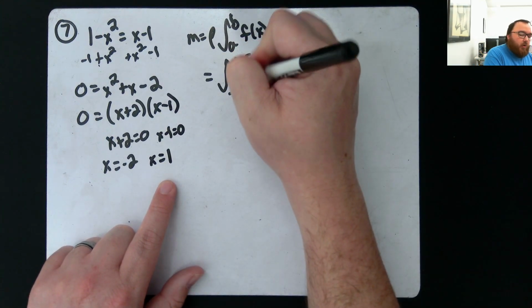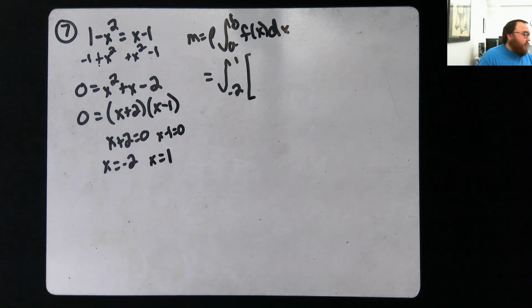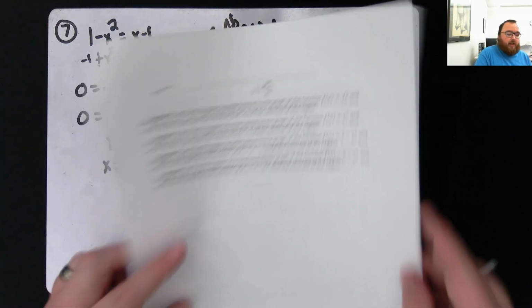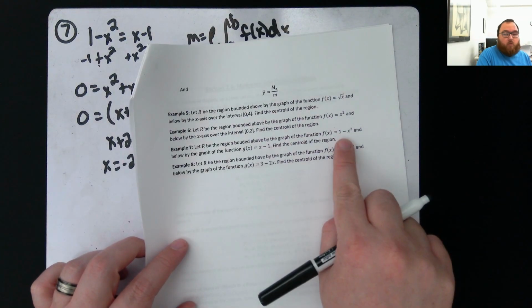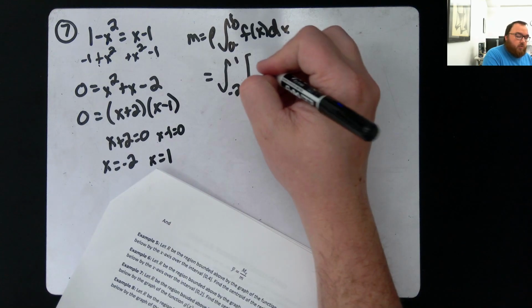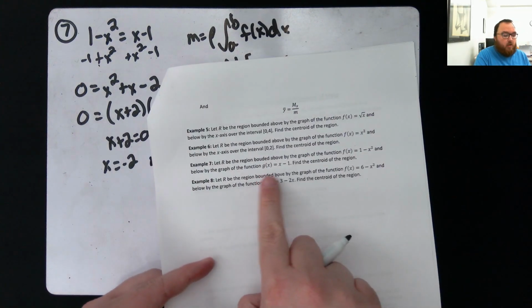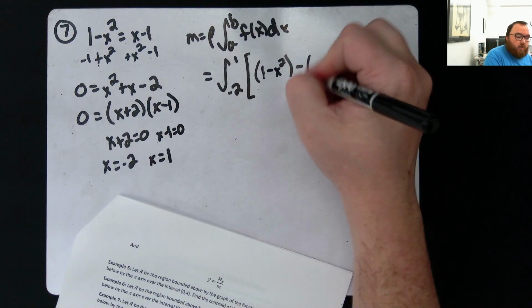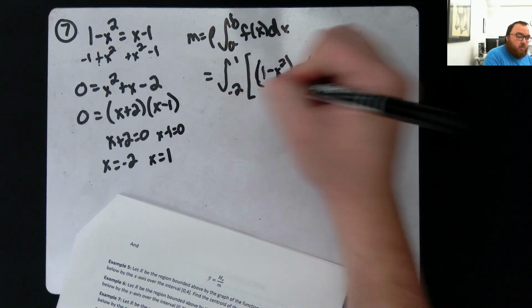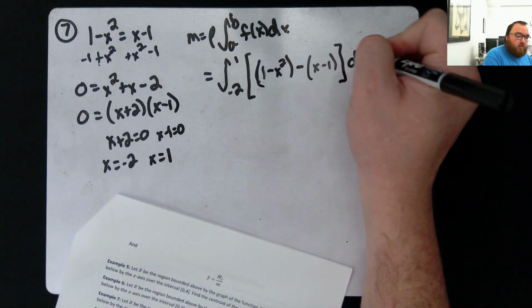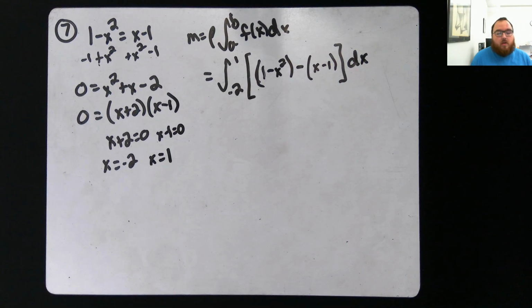And then for inside of here, I'm going to do my top graph, which is 1 minus the x squared. So 1 minus x squared minus my bottom graph, which is x minus 1, dx. So like I said, it still isn't hard. It's just going to be a little bit more work I'm going to do, but it's not harder work.